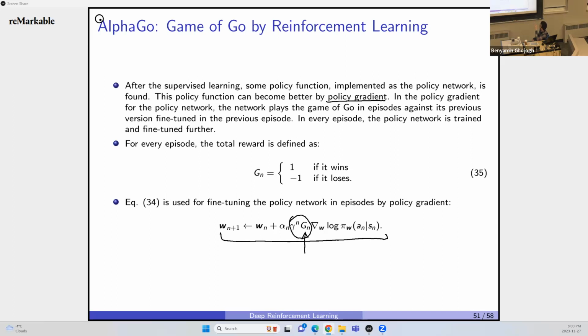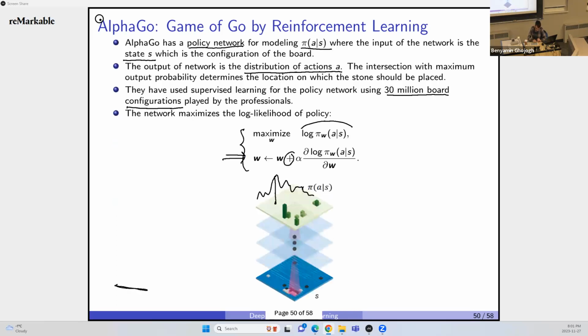By the way, let me tell you how they are using it. Here we don't have the board configurations and the best actions played by the professionals. So they have the policy network trained until this slide, right? Then they say, hey, policy network, play against yourself. Play against yourself.